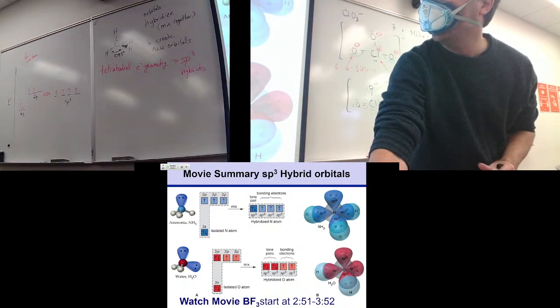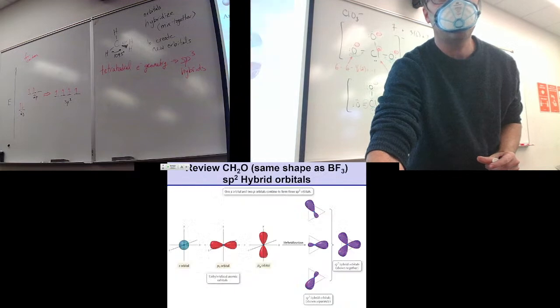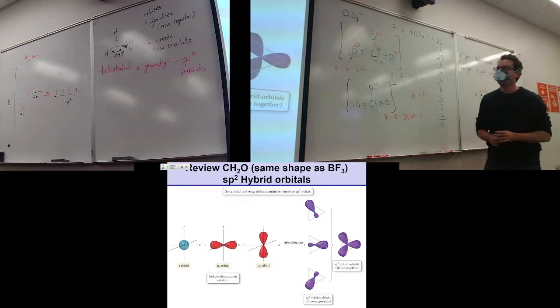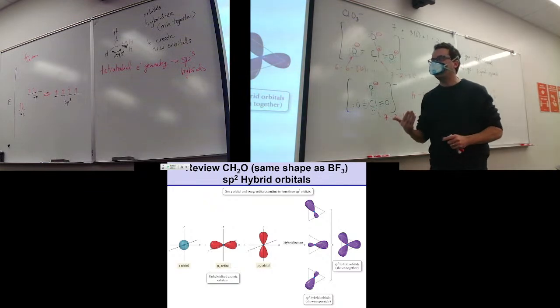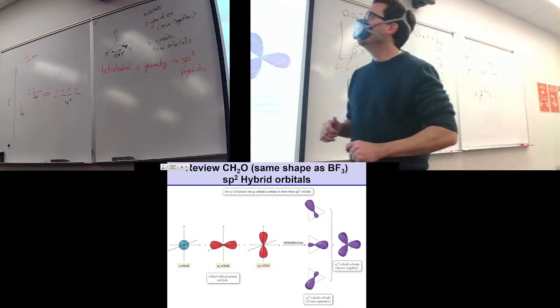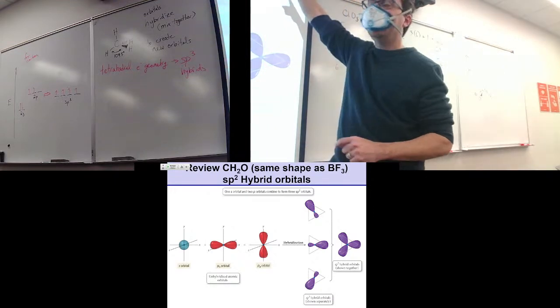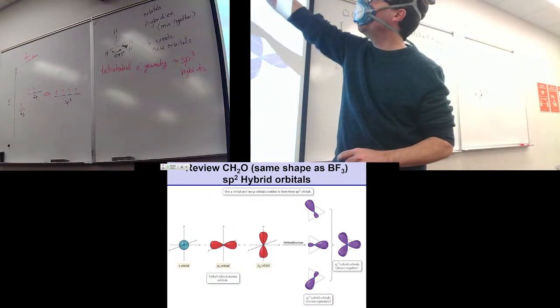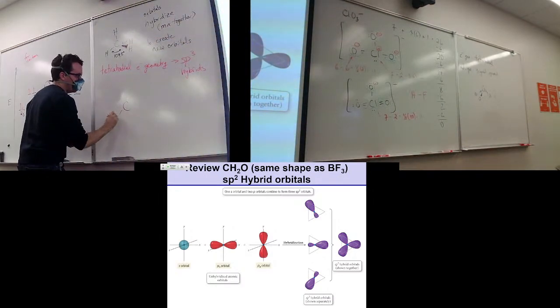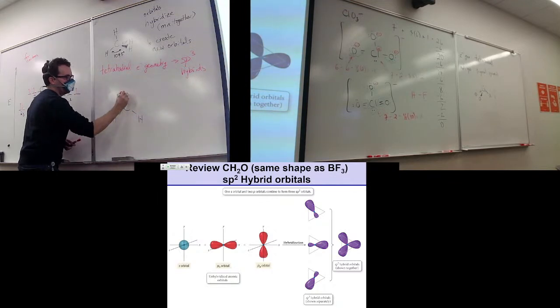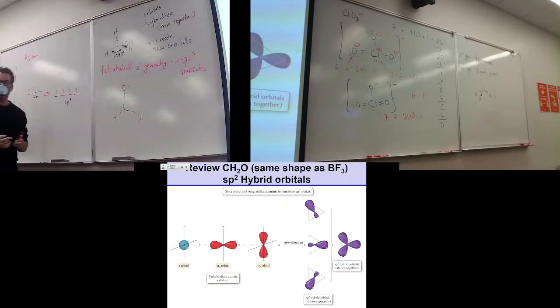So, sp3 hybridization, is that the only hybridization that exists? No. There's other ways to hybridize orbitals, and it depends on the geometry. So this is, again, we need to understand the shape of the molecule very, very well. So, BF3 and formaldehyde, CH2O. Let me show you what they look like. So formaldehyde looks like this. Pay attention to the carbon in the middle. The shape around that carbon is trigonal planar. Same thing with BF3, it's trigonal planar.